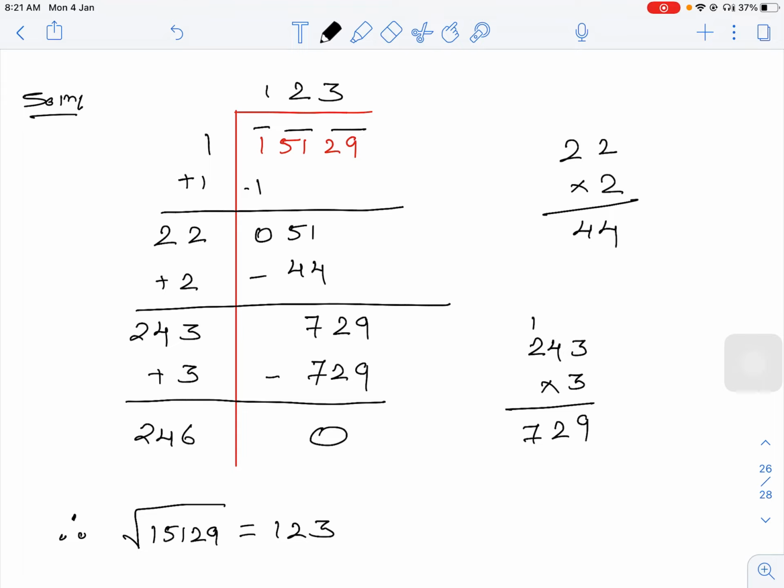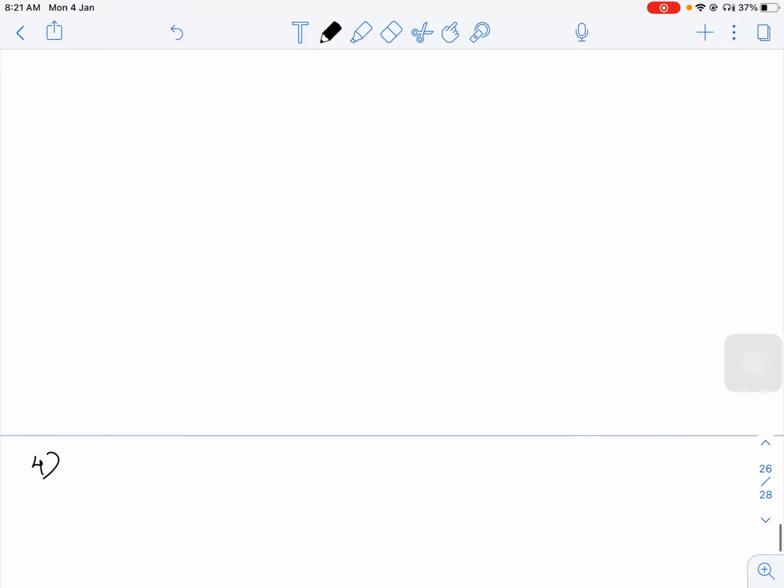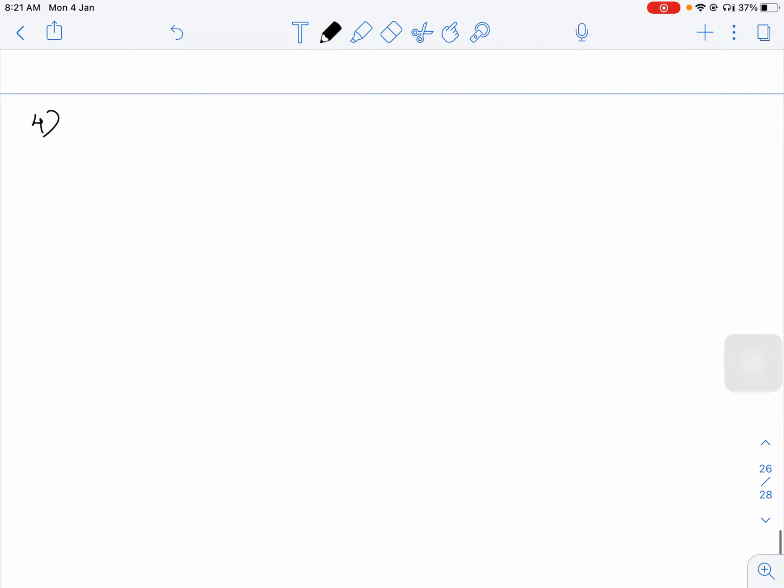Okay, wait. One more different type of example. Let us see a little bit. Number with more digits. Okay. So here we have 1046529. Okay, now let us try to find the square root of this number by our regular method. Okay, so solution.